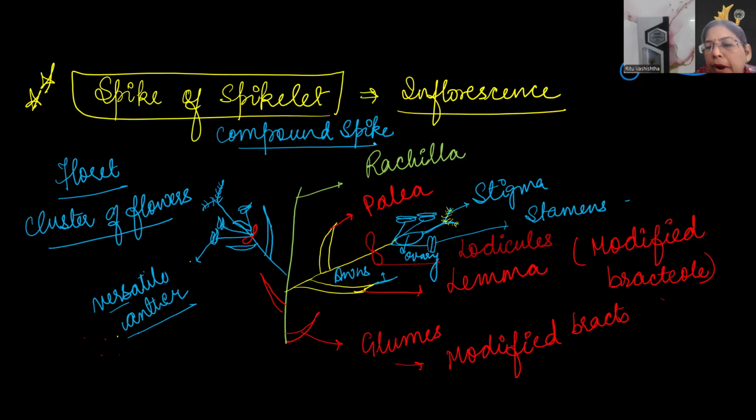So I believe all the structures are clear. Glumes, modified bracts; lemma and palea, these are modified bracteoles. Then you will find stamens are present, which are usually 3 in number. Stigma with bifid, hairy structures. Ovule, which is found attached at the base of the ovary. So I believe the inflorescence is clear.